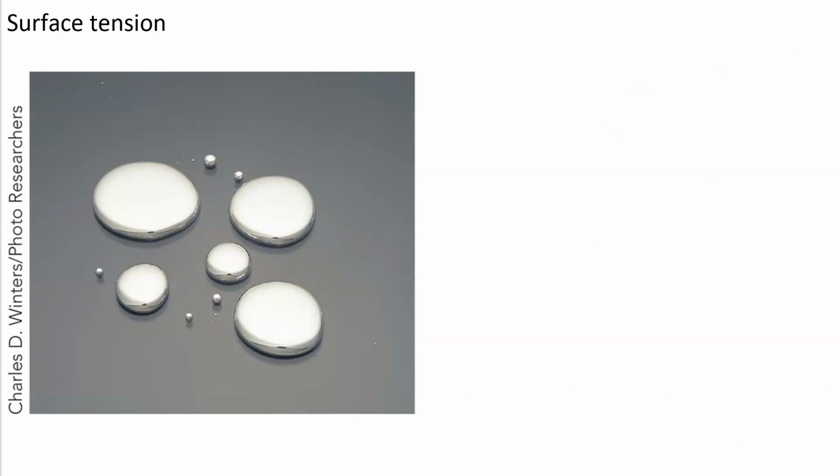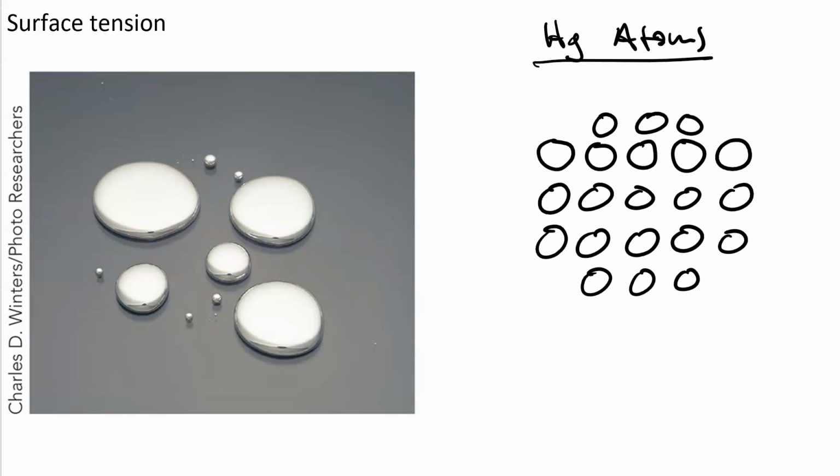Another cool property of liquids is surface tension. You see these drops of mercury? That's liquid metal. Well, they're round. Why are they round? Well, consider the mercury atoms. They're attracted to all of their neighbors. So a mercury atom in the center is attracted to one below and to the ones on the sides and to the ones at the top. That molecule feels no net force.